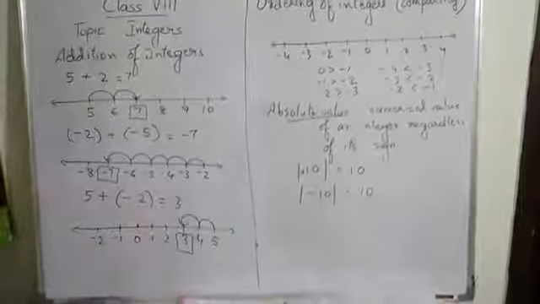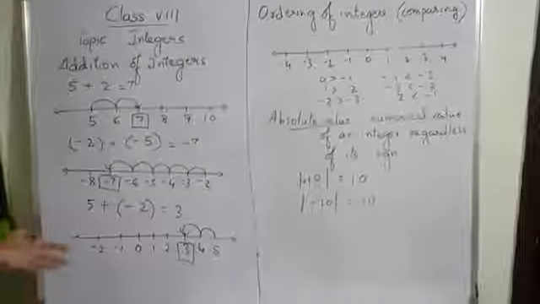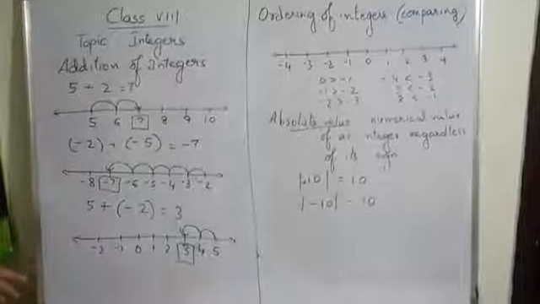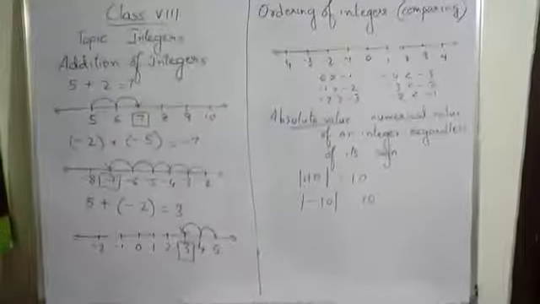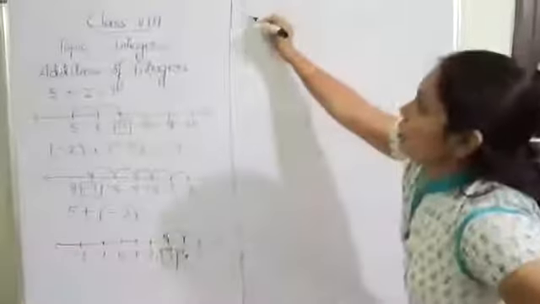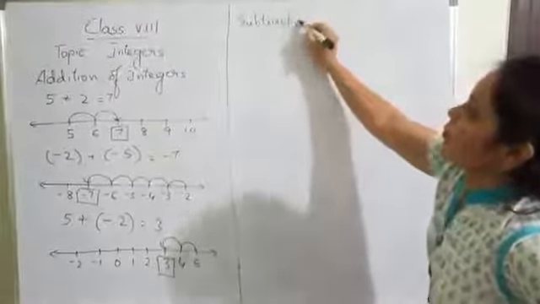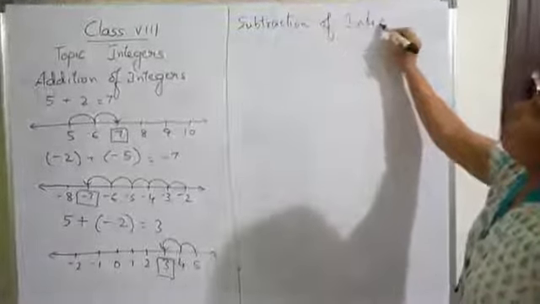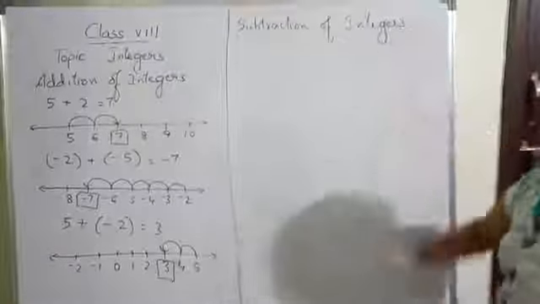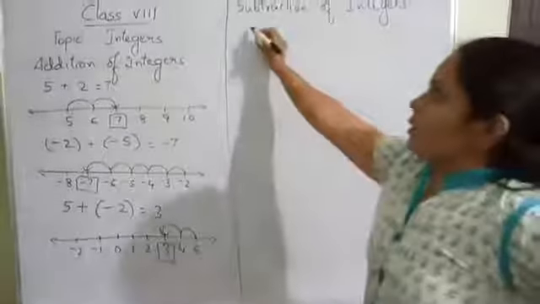So this is the way of doing the addition of integers. Always remember, plus sign you have to move towards the right side, negative sign you have to move towards the left side. Now let us start subtraction of integers. Subtraction of integers also you have to do the same way. Let us take an example.